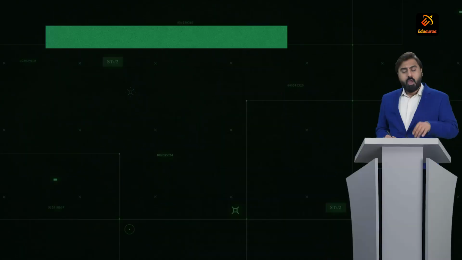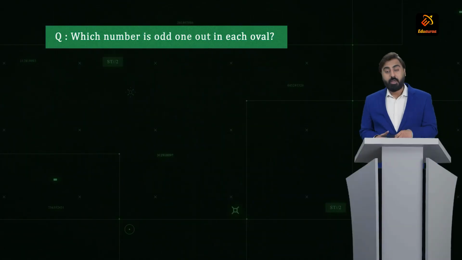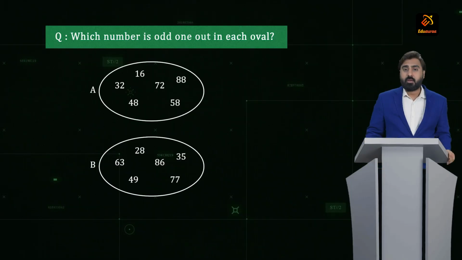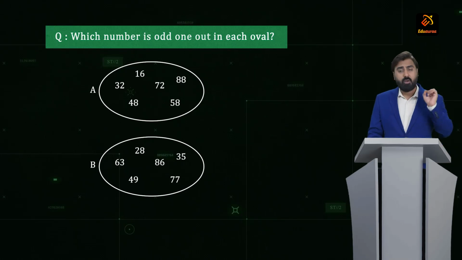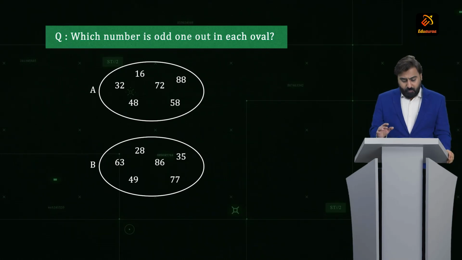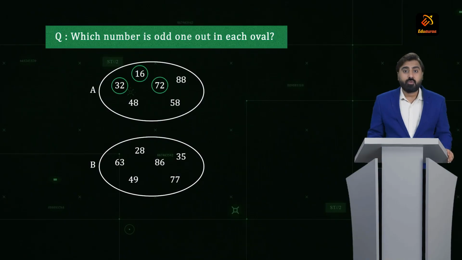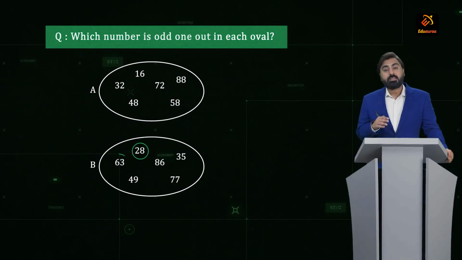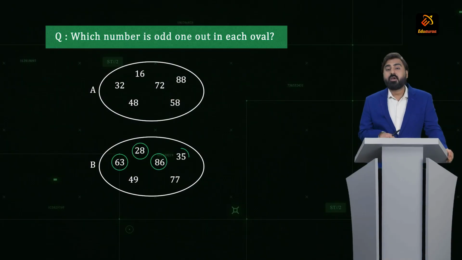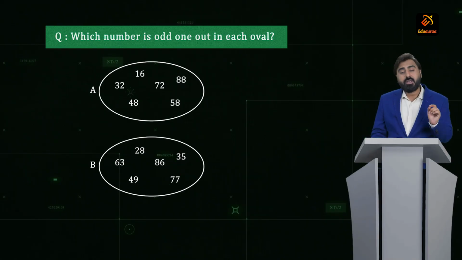Let's move on to the next question, students. And the next question is, which number is odd one out in each oval? Now students, you are given two different diagrams, two different ovals. Oval A, oval B. There are different numbers placed in them. In oval A, the numbers are 16, 32, 72, 88, 48, 58. And the second oval has 28, 63, 86, 35, 49 and 77. So we are supposed to find the odd one out in each of them.